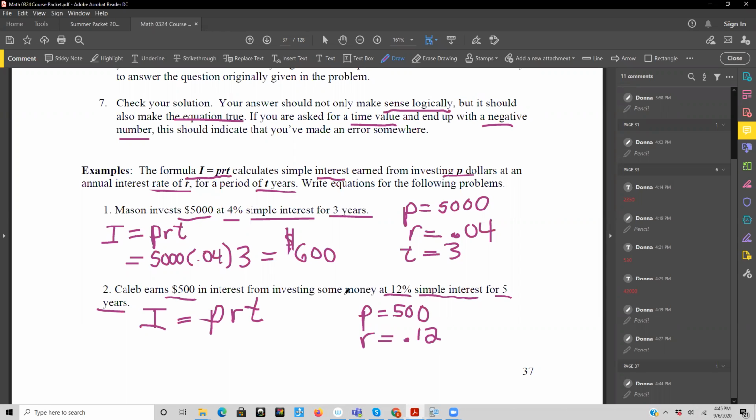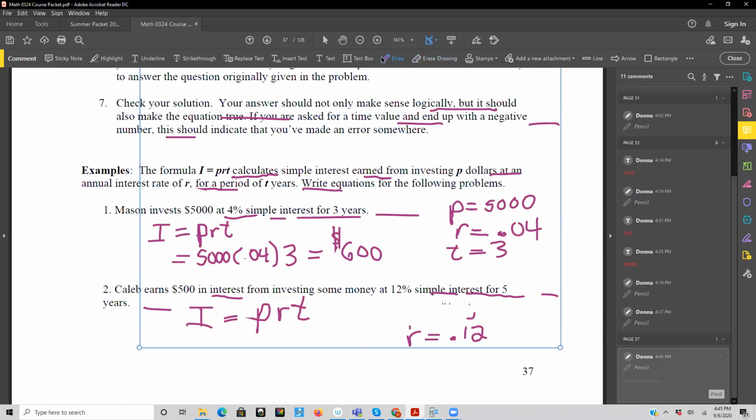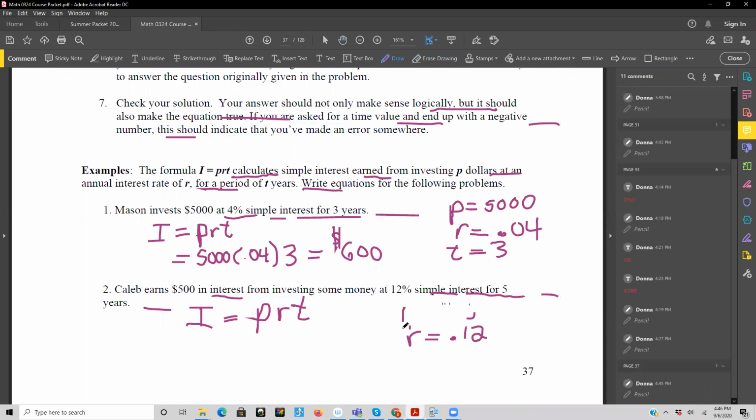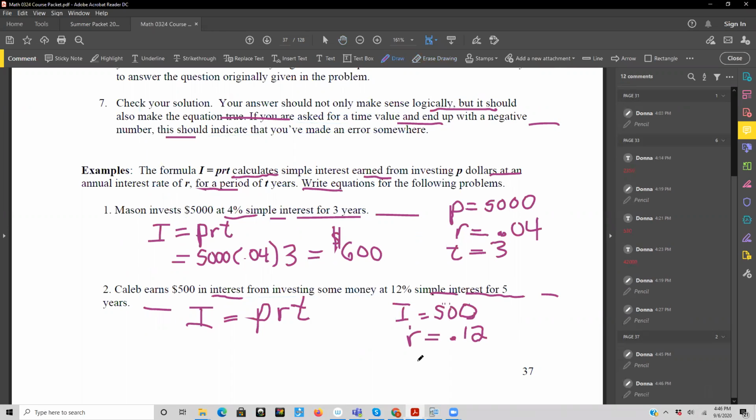Oh, no, sorry. I have to cancel that. I have to read the whole problem, and I almost got caught here. All right, $500 in interest. So $500 is my interest, so let's change that up there. I equals $500. And 5 years, so T is 5, right? So what am I missing? I'm missing the principal. I want to know how much money he initially invested. That's the question they're going to ask.